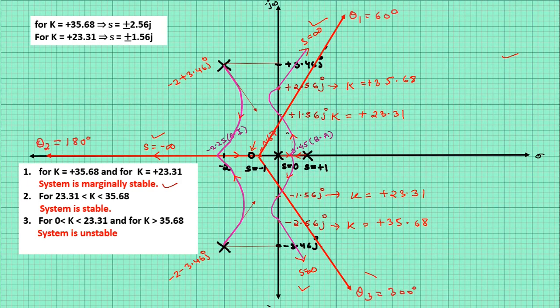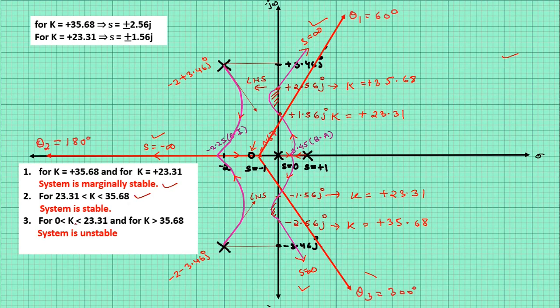Why is the system stable? This point is for plus 35.68 and this point is for plus 23.31. So from this point to this point, our root locus is lying in the left half of the s plane. Therefore the system is stable in this range of values of k. And on the negative imaginary axis also we can see that from k equal to plus 23.31 to k equal to 35.68, the root locus is lying in the left half of the s plane. Therefore the system is stable in this range of values of k.